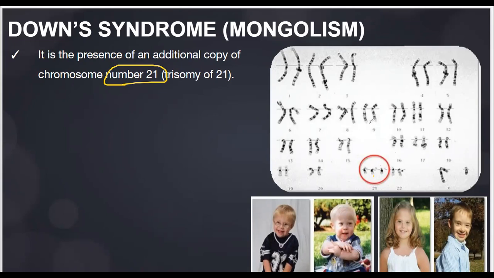So the 21st chromosome should be, as you see, in a pair. Sorry, one pair, that is two. But in the 21st you will see what? Three. So it results in trisomy of 21. In this condition, the condition is known as Down syndrome.